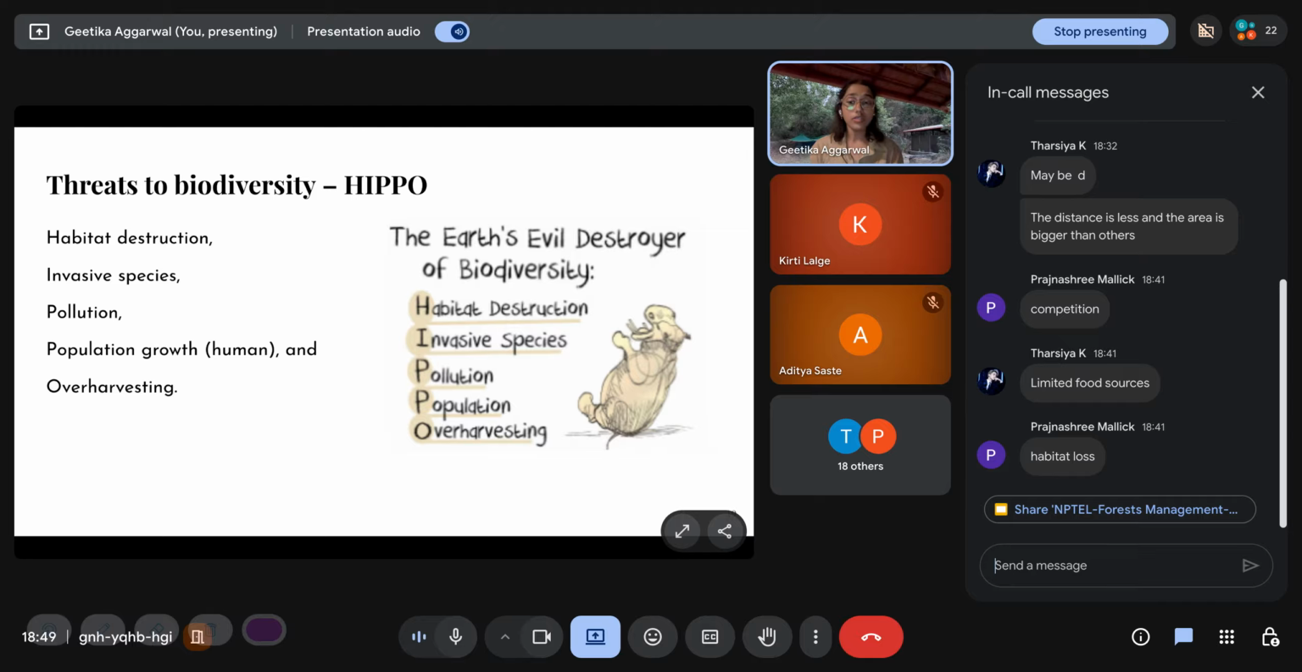There is habitat destruction. If the habitat is destroyed, it can affect the biodiversity of that area. If there are a lot of invasive species, they will outcompete the native species and occupy the land. If there's a lot of pollution, that's going to degrade the habitat and lead to habitat destruction. A lot of population growth of humans means humans need more space and more resources, so that reduces the resources available to other species out there. And over harvesting: if you are taking out more resources than the environment has the power to regenerate, then that's over harvesting.